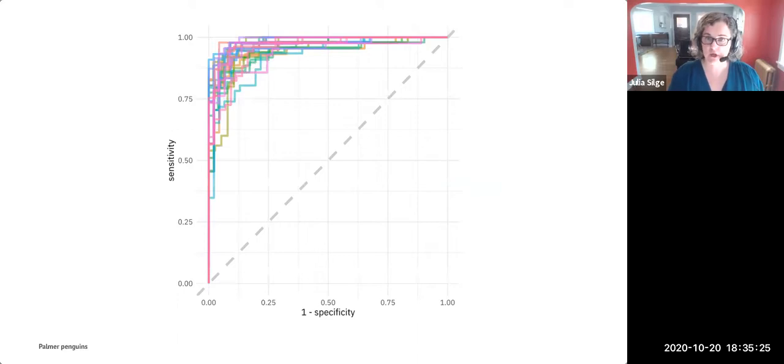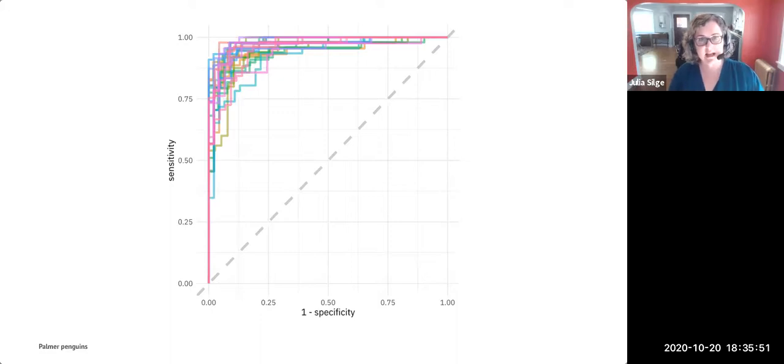This plot is similar. This is a receiver operator characteristic curve. It's 10 of them actually, for a model trained on that Palmer penguin data that we looked at the beginning of this talk. And it's a visual representation of how well a binary classification model is doing. So the more up in the left-hand corner these curves are, the better the model is doing.